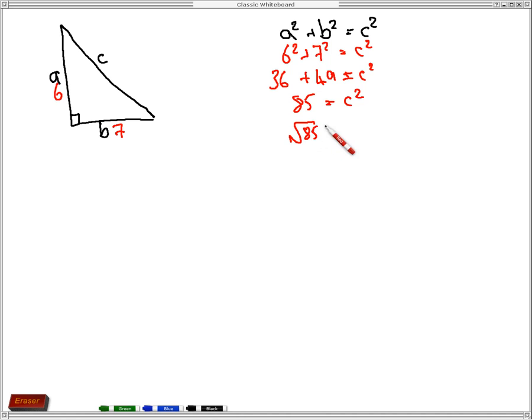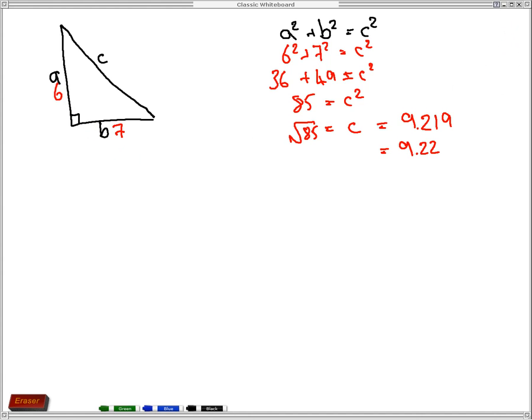So that's the square root of 85 equals C, and that comes out at 9.219. And then I'll just shorten this down to two significant figures, 9.22. And that's essentially how Pythagoras works when you know these two sides.